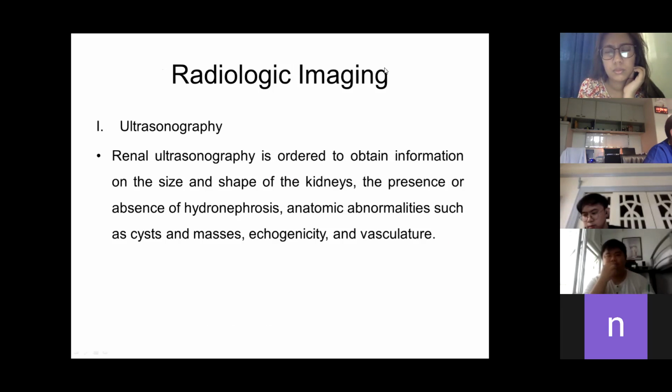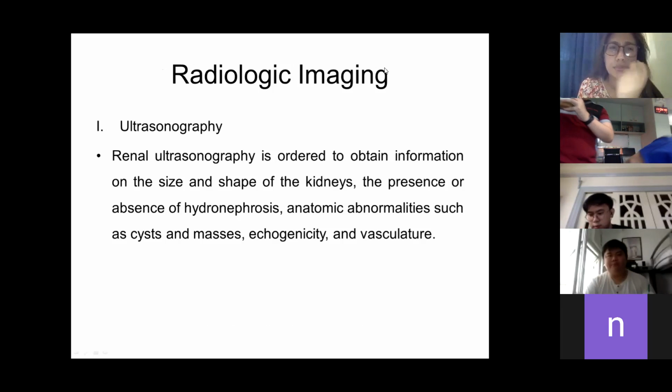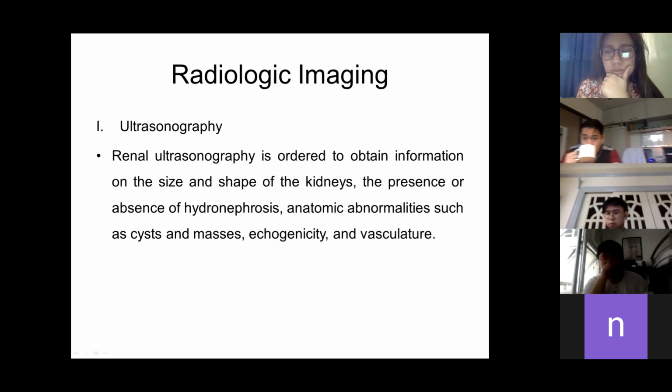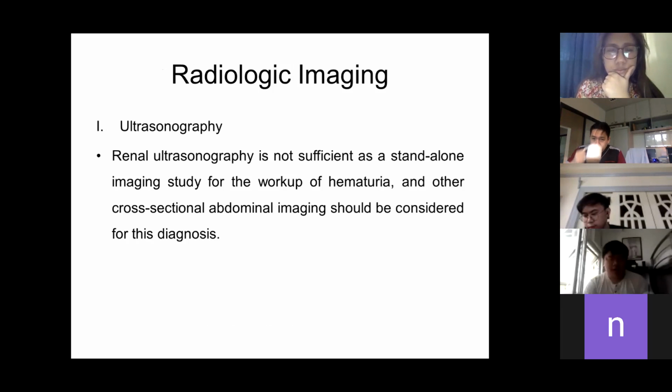Next, for ultrasonography, it is used to obtain information on the size and shape of the kidneys, and the absence of hydronephrosis, cysts, and masses. It is not sufficient as a standalone imaging study for the workup of hematuria, and other cross-sectional abdominal imaging should be considered.